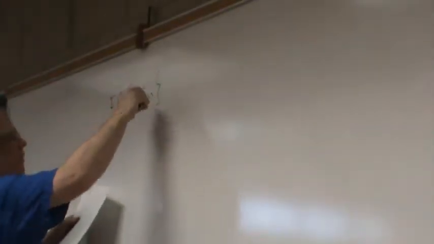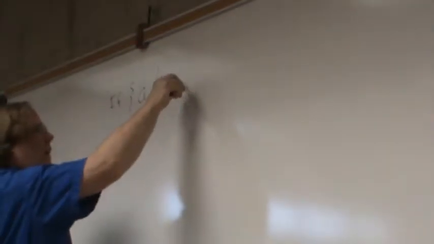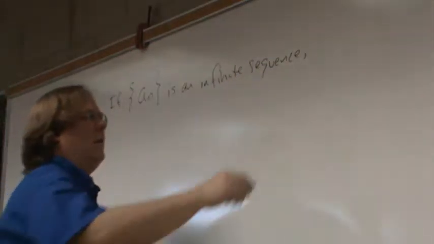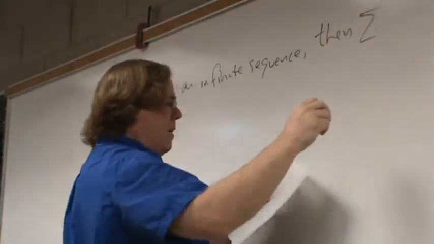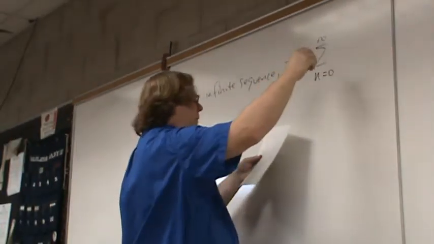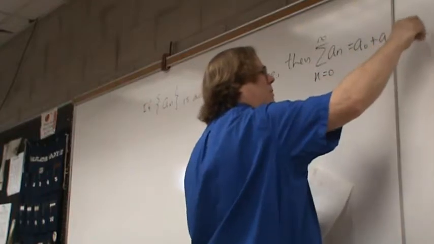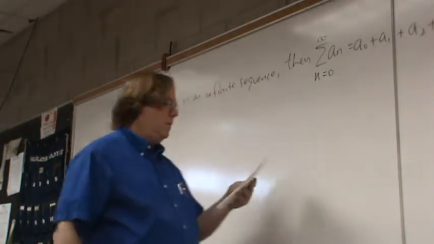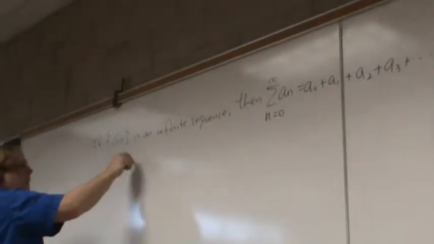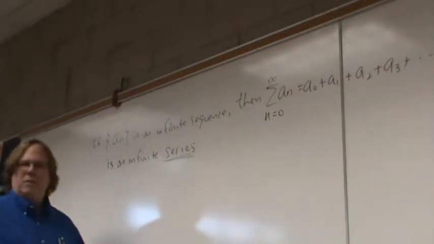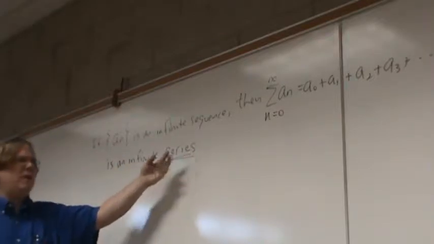If this list of terms, a sub n, is an infinite sequence, then this sum, as n goes from 0 to infinity of a sub n, which would be a naught plus a1 plus a2 plus a3 plus dot dot dot, is an infinite series. So that's what we math teachers know. We make this distinction between sequences and series. The sequence is just the list of numbers. The series is what you get when you add them all together.